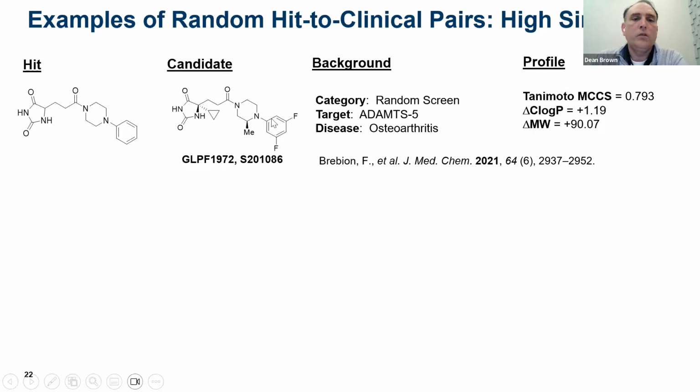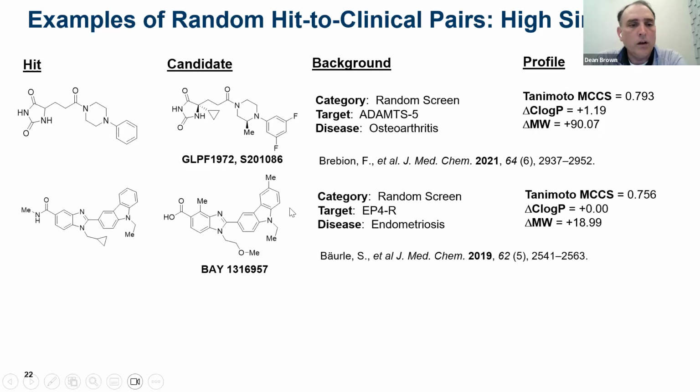My guess is it took them quite a while to get there. There was also some published literature that may have helped inform that as well. But as you can see here, here's an example where the hit and the clinical candidate aren't that far apart. So it was a high quality hit. Another example, EP4R for endometriosis, a Bayer compound, as you can see here.